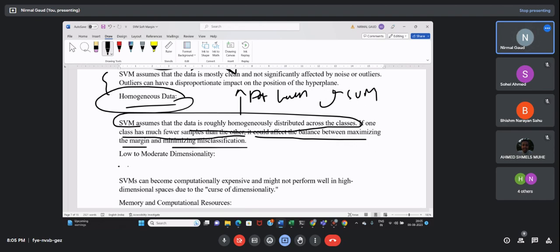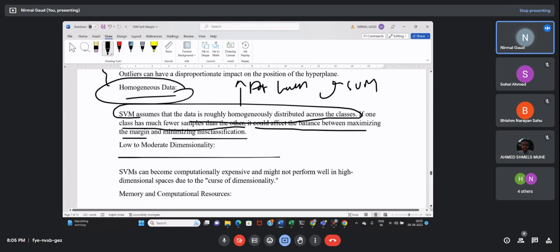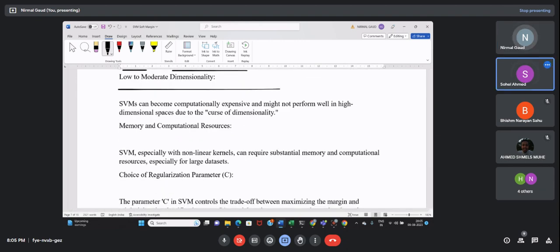This is the assumption: low to moderate dimensionality. Low to moderate dimensionality.